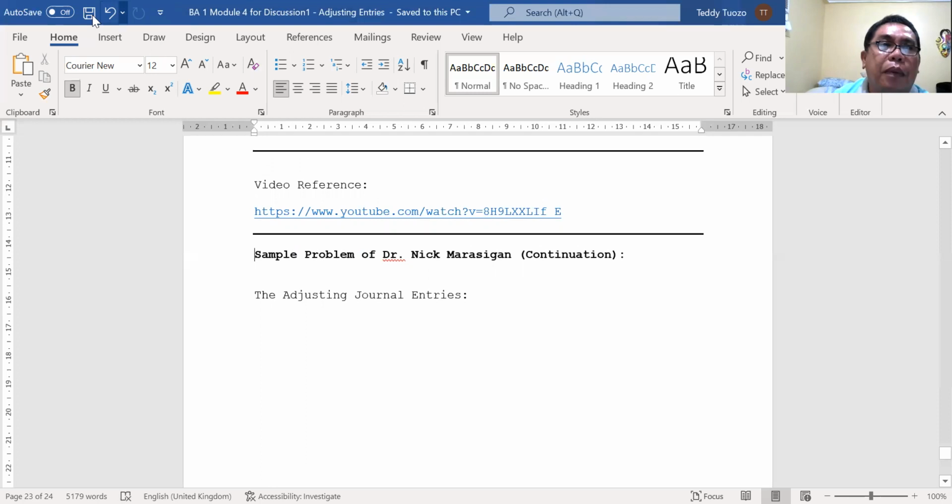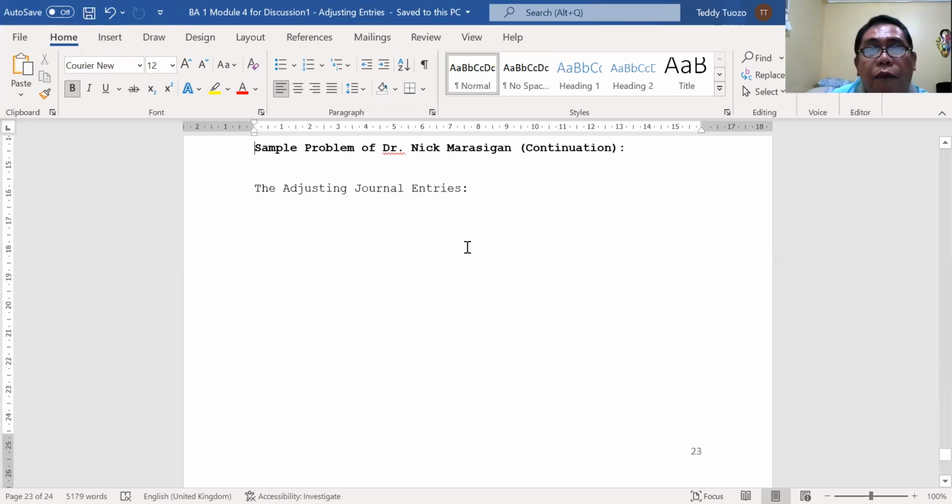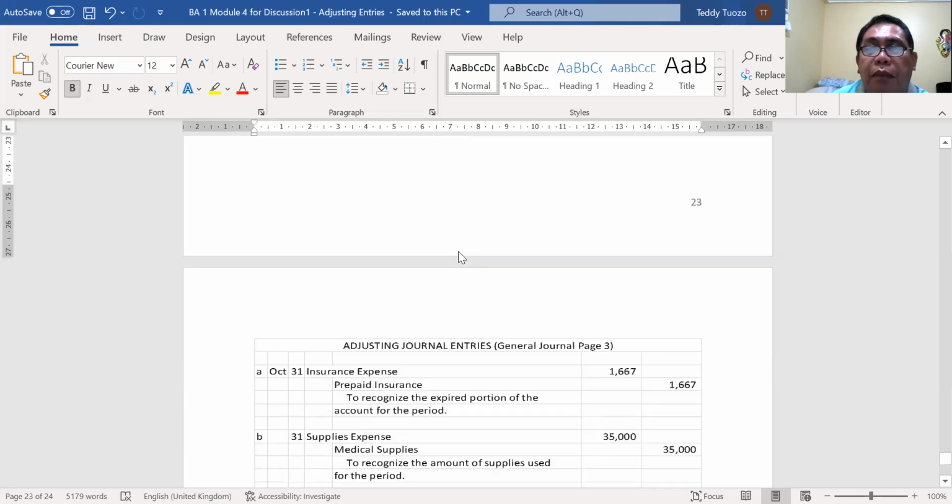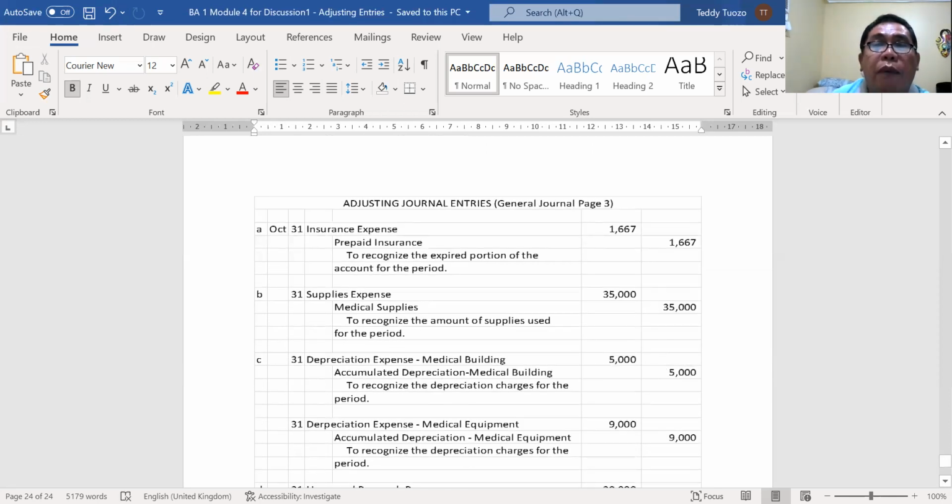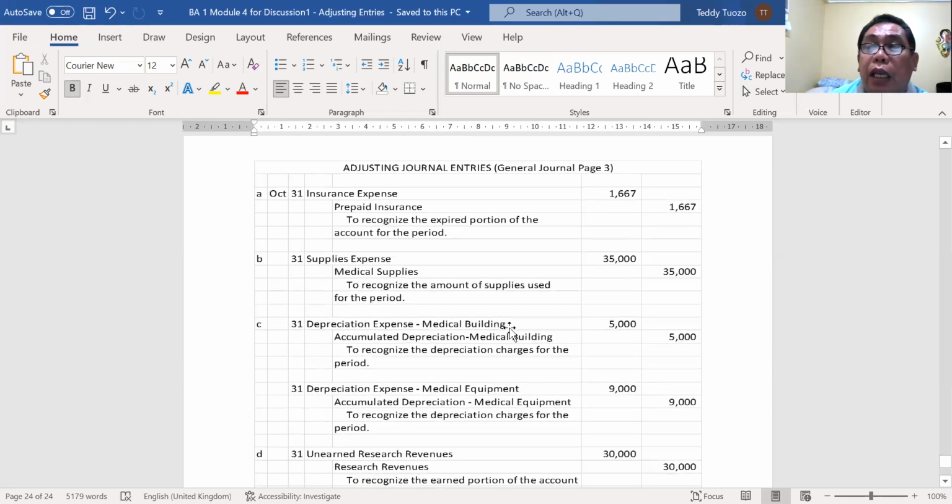So here, the adjusting entries for Nick Marasigan are also shown. As I've said, for Nick Marasigan, the adjusting entries are shown, but the financial statements, I don't know, I'm not sure. Anyway, for Nick Marasigan, the complete cycle from step number 1 to step number 10 will be shown here. So I have also an example here, an explanation of how to write your explanation, which is very important.